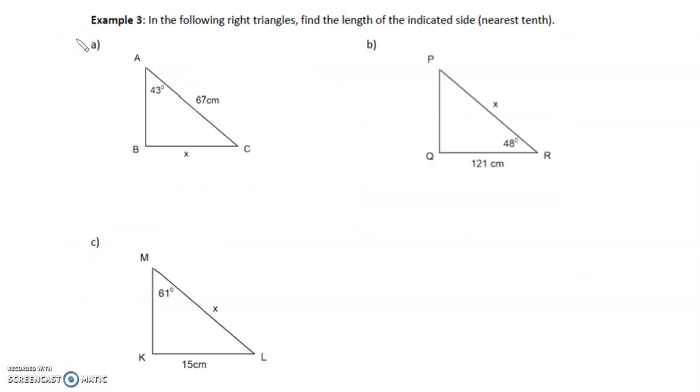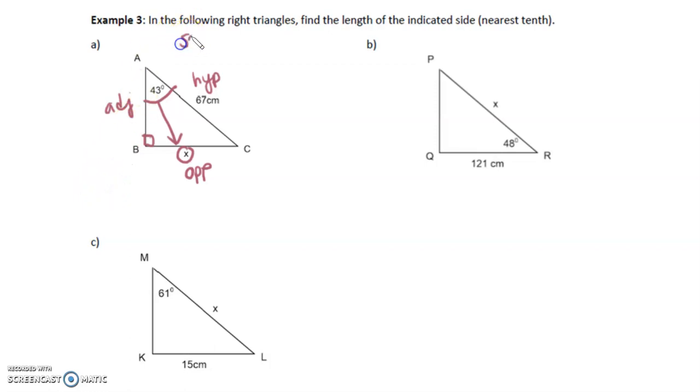Example 3. In the following right triangles, find the length of the indicated side. And we're going to find this to the nearest tenth. Okay, so in A, we have triangle ABC, and it looks like we're looking for x. So what we're going to do is relative to this angle, 43, we are going to name our opposite, and then this would be hypotenuse because this is across from the right angle.